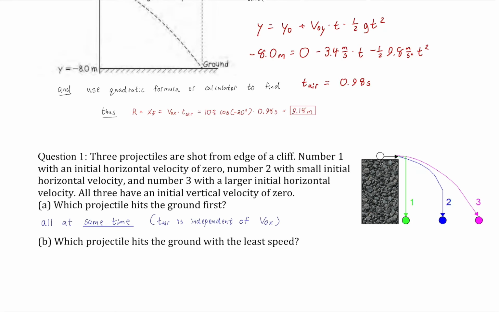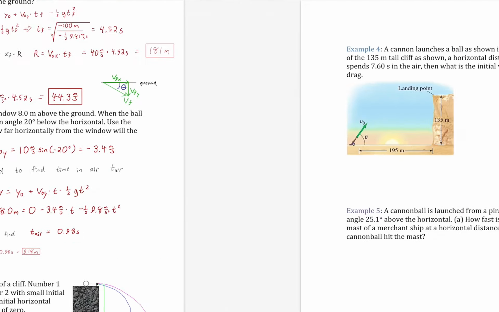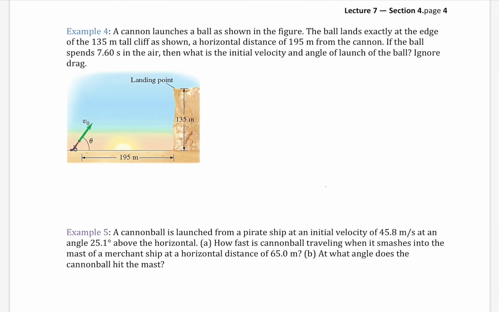However, here's something that does change. Which projectile hits the ground with the least speed? Well, that would be number 1, because the final velocity is composed of an instantaneous velocity vector that has components and can be found using the Pythagorean theorem. So we see that if v naught x is small, then v final will be smaller than when v naught x is large. And v naught x is 0 for number 1, so this term will be the smallest. Okay, let's look at another example.